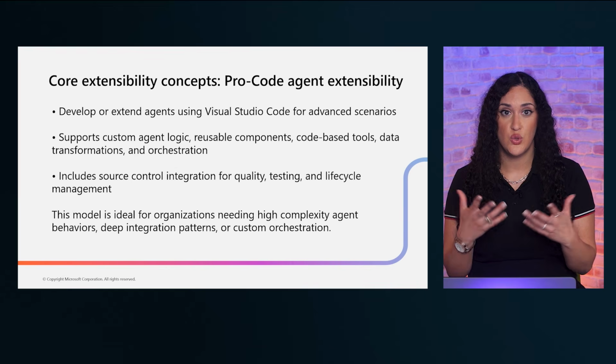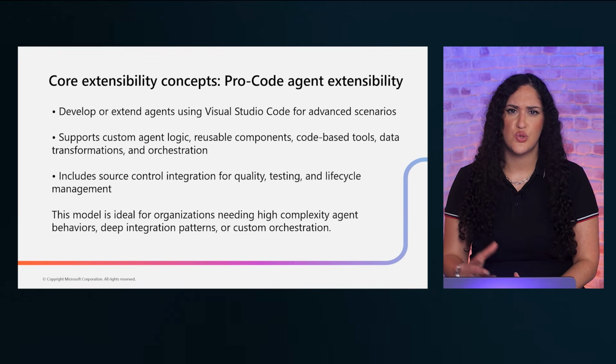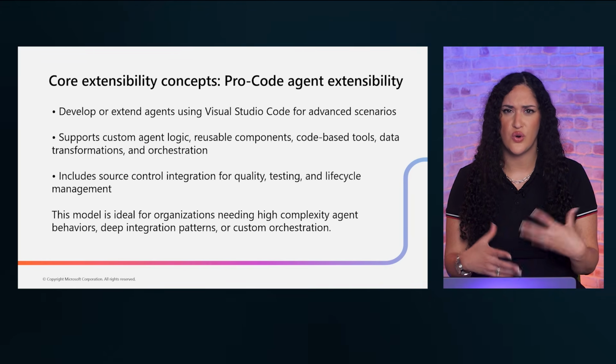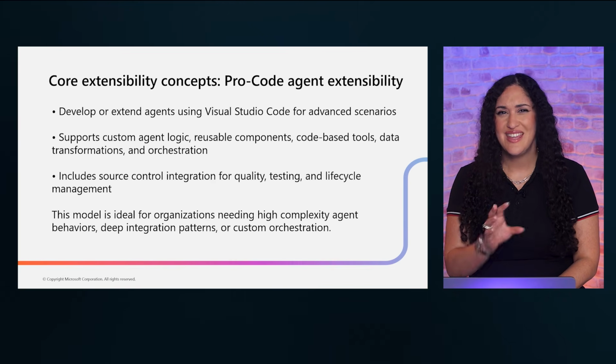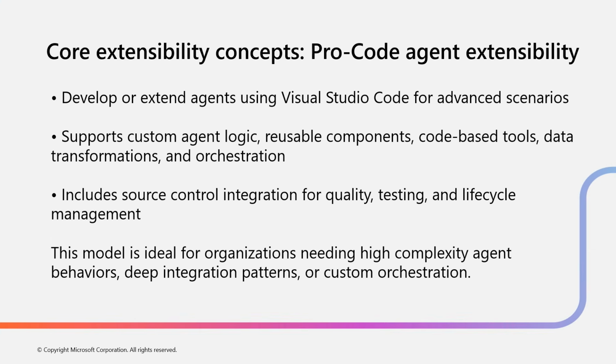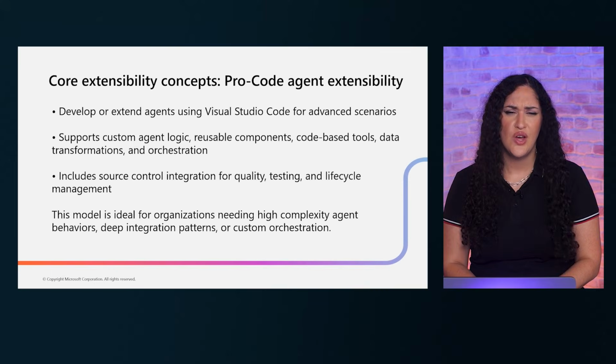Pro-code extensibility using Visual Studio Code opens the door to advanced scenarios, like custom agent logic, reusable components, data transformations, orchestration, and many more. It is ideal for high-complexity behaviors and deep integration patterns. But here's the best practice. Start with low-code options first and escalate to pro-code only when you hit real limitations. This keeps solutions maintainable and accessible to a broader team. Do not use a hammer when a screwdriver will do.